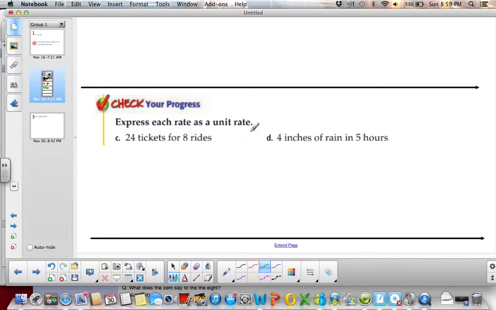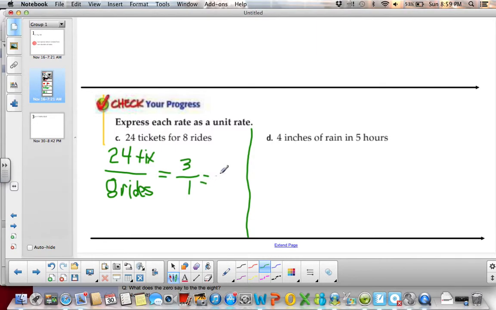So let's do one more together, and then you can do the next one on your own. So if I have 24 tickets for 8 rides, I would write it out as 24 tickets over 8 rides. Okay, so to get to 1 on the bottom, I have to go 8 divided by 8 equals 1, so 24 divided by 8 equals 3. 3 over 1 is the same as 3. So it would be 3 tickets per ride. Okay, so if it's 24 tickets for 8 rides, then it's 3 tickets for 1 ride.